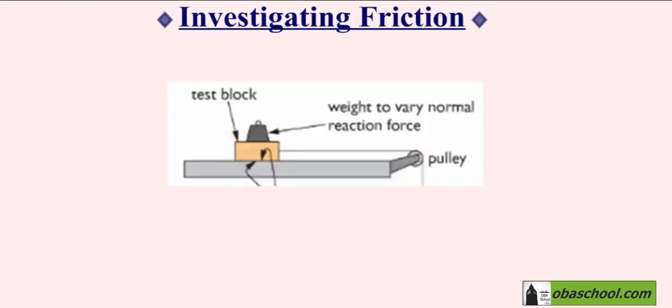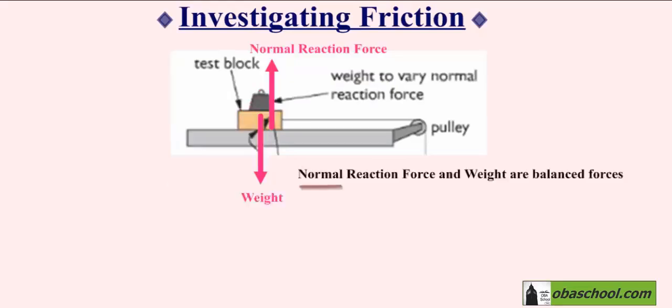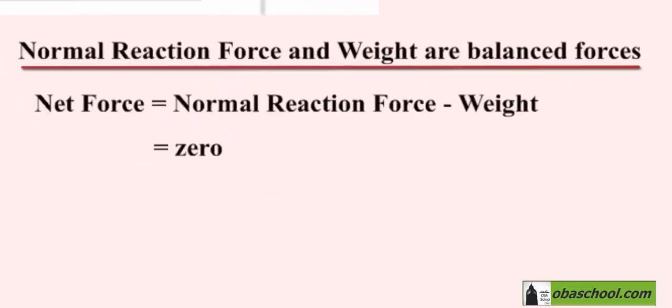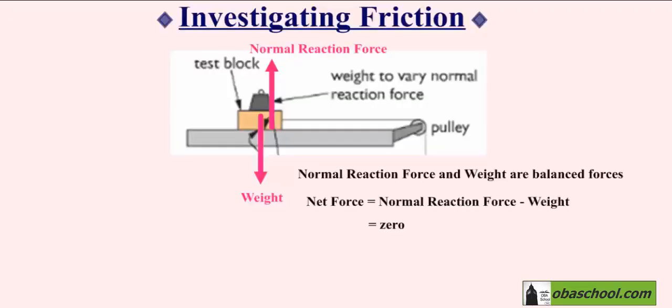And the forces acting on the block are the weight of the block, or the gravitational force, and the normal reaction force, that is vertical upwards. In this case, if we increase the mass on the block, the weight force and the normal reaction force will increase. And we know that the normal reaction force and the weight are balanced forces. That's why the net force here is equal to 0. This allows us to determine the effect the weight has on the friction force.